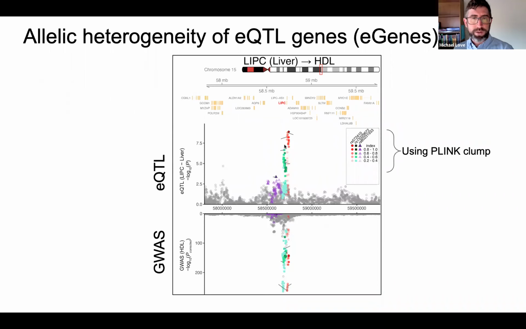There are other ways to disentangle signals, and we're very interested in moving from LD clumping based on reference panels, which can be imperfect, to performing conditional analysis on the QTL study. That might be a better way to disentangle overlapping signals.